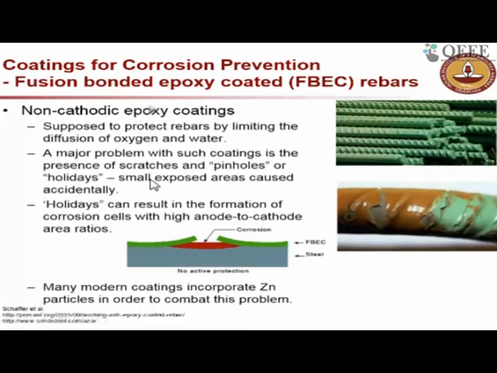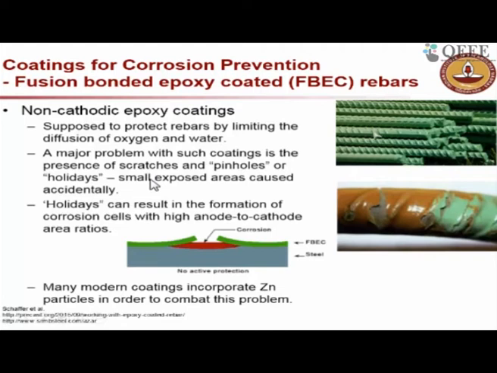Now the other type of coated reinforcement is the fusion bonded epoxy coated rebar. Most often we see that people only call it epoxy coated rebar. Ideally speaking, we should call it fusion bonded epoxy coated rebar, where this epoxy coating is supposed to protect the rebar. I very precisely said supposed to, because most of the time we see that it does not protect because of mishandling at the construction site.